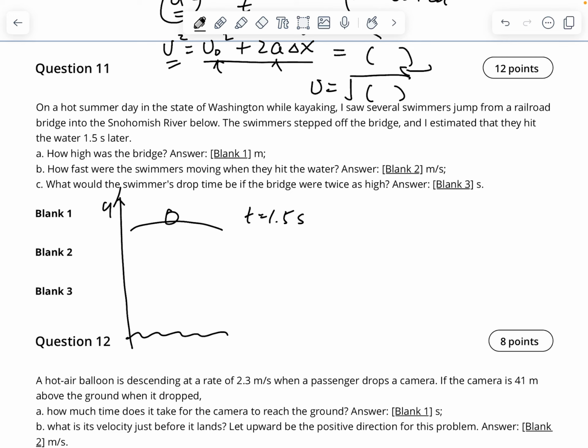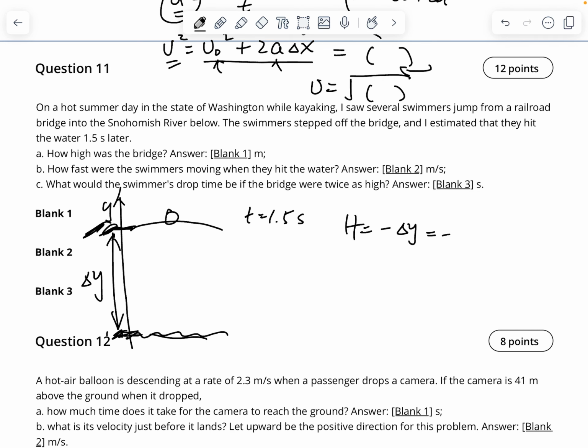This is your y-axis. I saw swimmers reach the water 1.5 seconds later. How high was the bridge? So you start from here and end here, so this is your delta y from here to here. How high? Height equal to negative delta y, right? Because you start from here and go to here, displacement is negative, but for the bridge you look at height, which is positive. So this is negative. What is delta y?